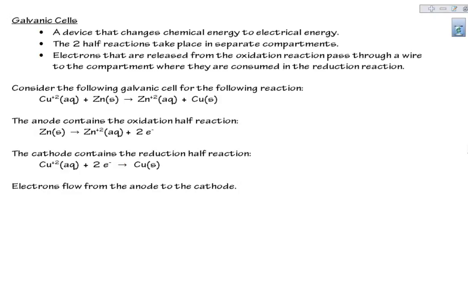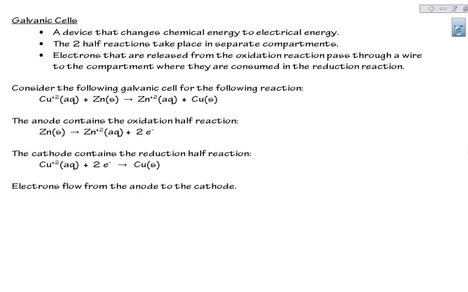In this video, we're going to look at galvanic cells. I think you're going to like this. It's basically a device that'll change chemical energy to electrical energy. We're going to run these redox reactions in two separate containers, and we're going to force the tiny little electrons to flow through a wire in order to go from the oxidation side to the reduction side.